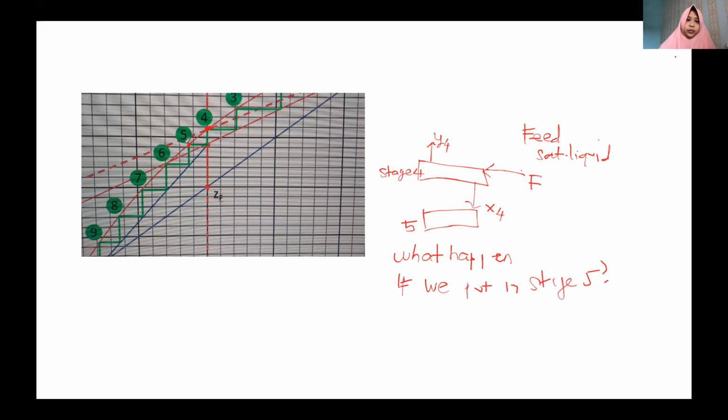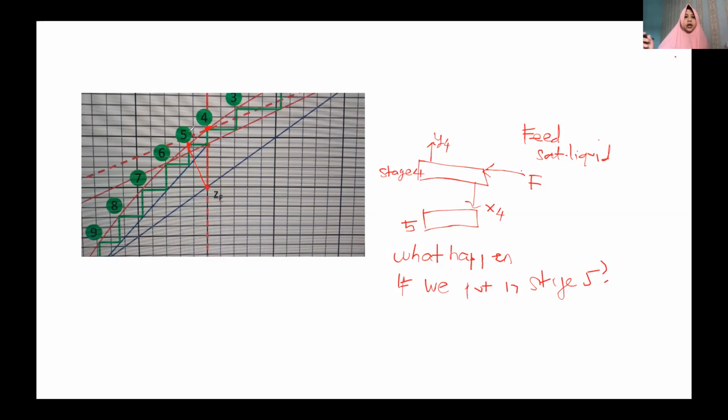So if we want to put it at stage 5, we have to have a better q. We have to have the q around this area, which means a part of the feed should be vaporized. Okay, so that's good.